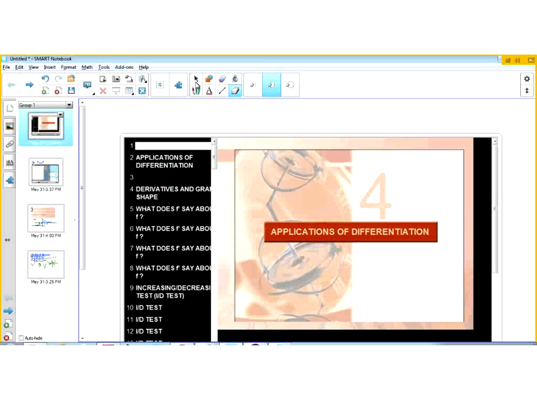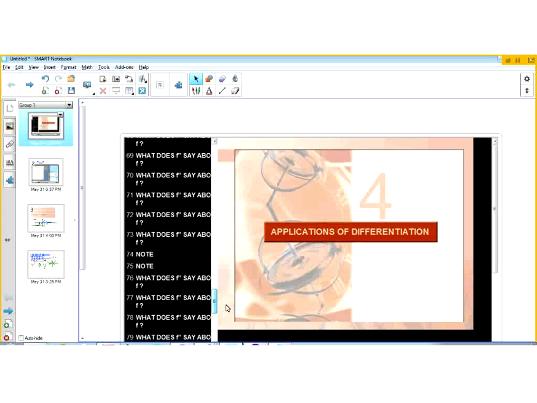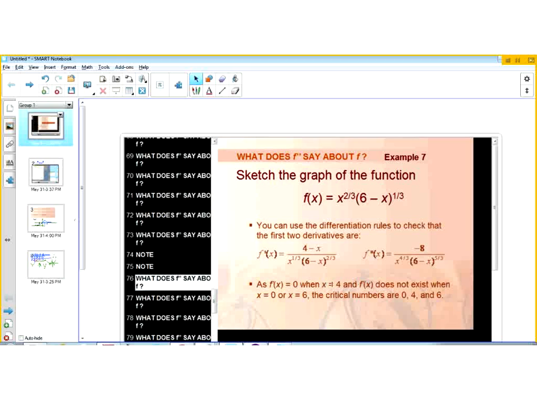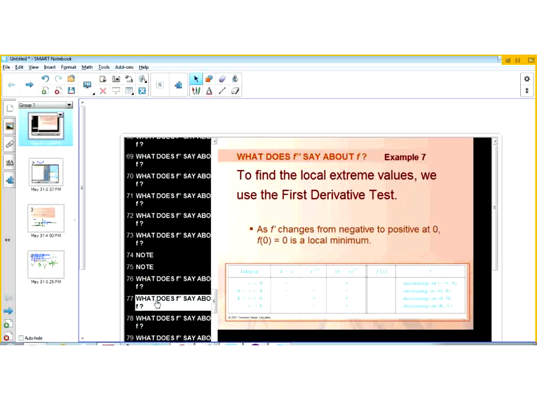All right, so let's go back. Slide 76. Okay, so now I showed you how you can get the derivatives using a derivative calculator. And f prime of x equals 0 when x equals 4, right? And f prime of x does not exist when x equals 0 or x equals 6. So you have three critical numbers at 0, 4, and 6 for this function. And to find the local extreme values, we use the first derivative test. So why don't we use the table of signs to calculate where the extreme values are for this function.